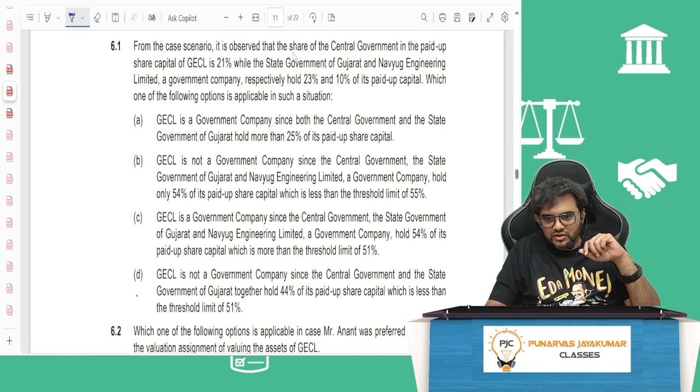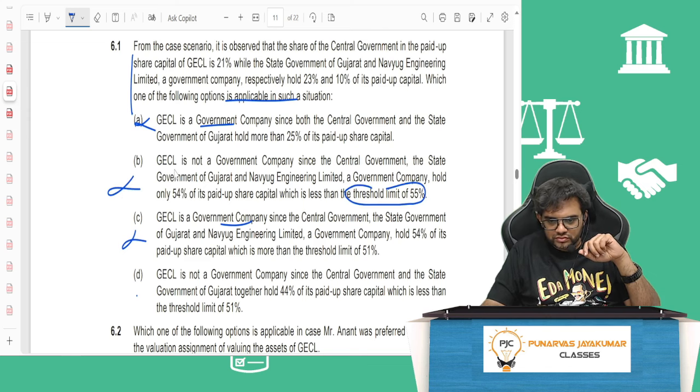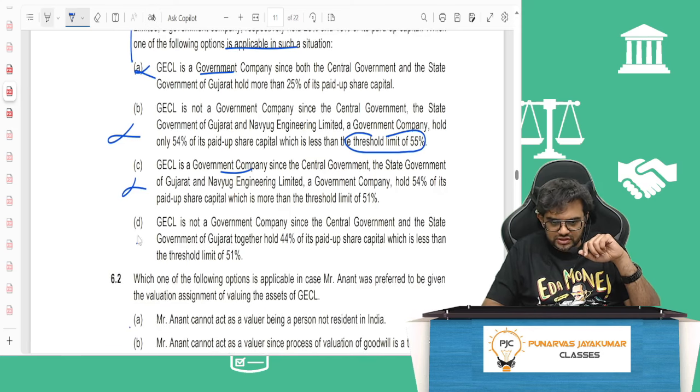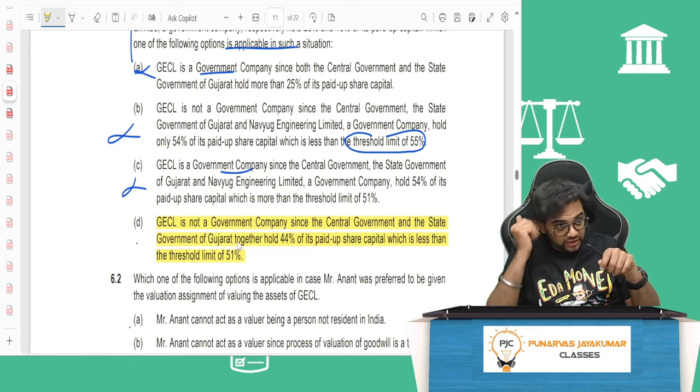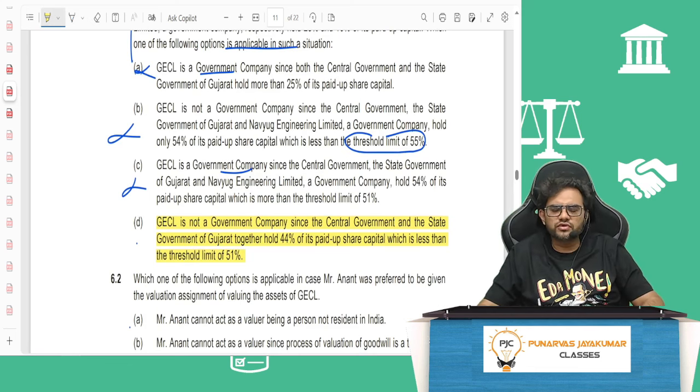So from the case scenario, we observed that the shareholding is given. Is it a government company? No. Is it less than the threshold of 51%? Yes. There you go, this is the correct answer. The central government and the state government of Gujarat together hold 44% of its paid up share capital.